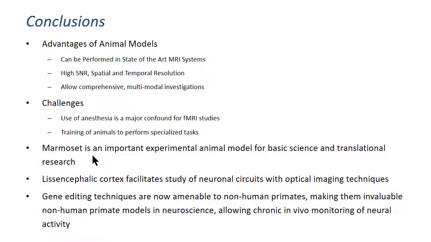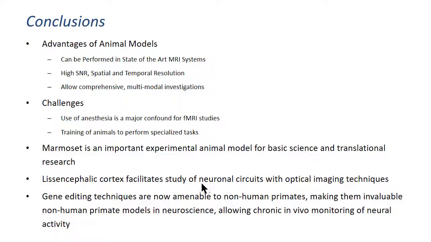We strongly believe in the marmoset as a very important experimental animal model for both basic neuroscience and translational research. There is also a lot of work in marmosets, if you want to look in this meeting related to using fMRI to understand the marmoset model of multiple sclerosis and of stroke. I would encourage you to go look for it. One of the advantages of the marmosets is that, like rodents, they have a smooth cortex, which facilitates the localization of functional areas and facilitates the study of the neuronal circuits with optical imaging techniques.